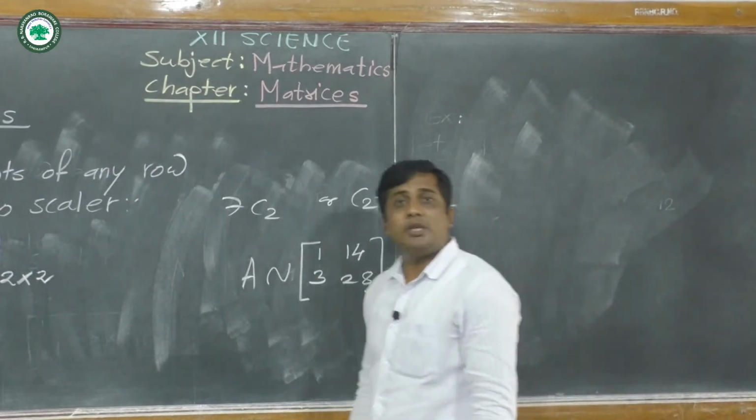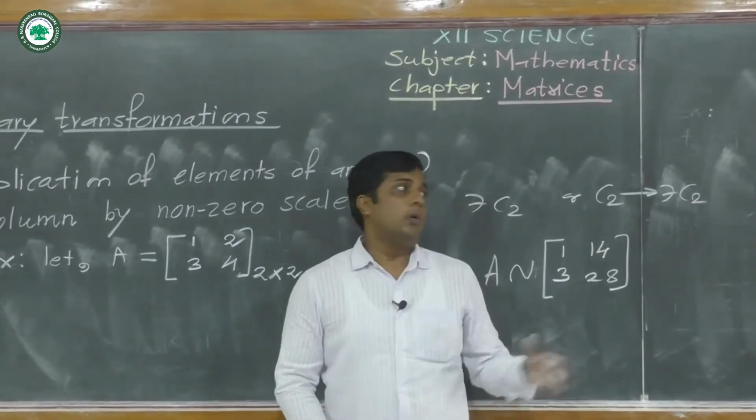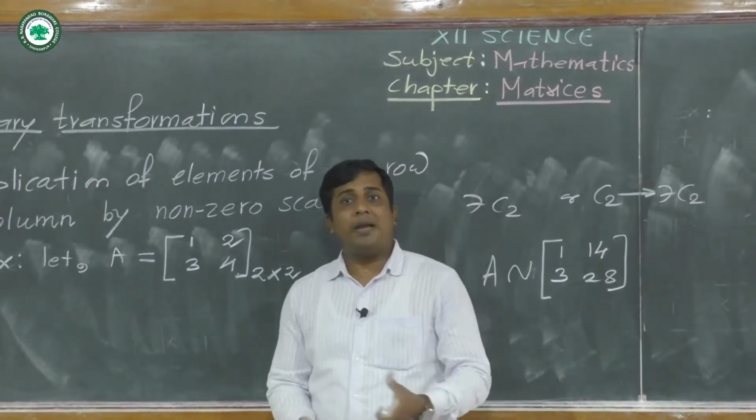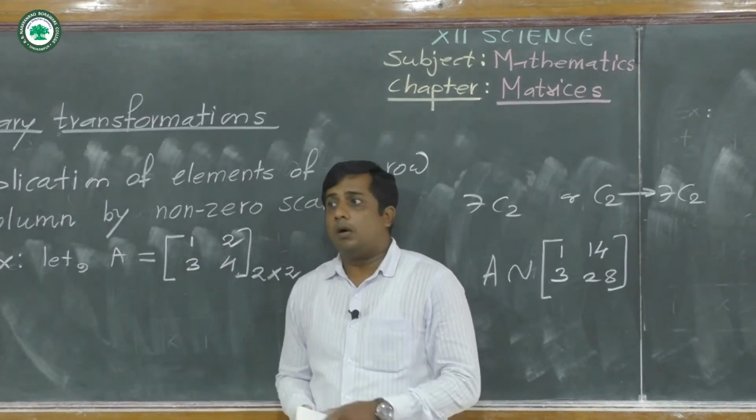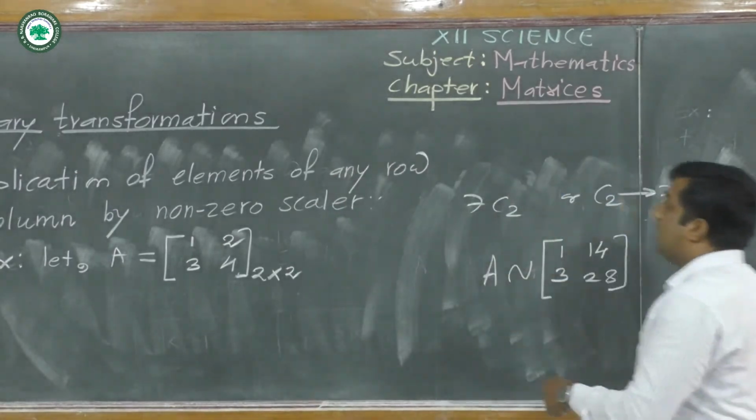So for this transformation we consider the scalar and we consider some rows, or we consider the column. How to operate this transformation? For this we consider 2 examples. Let's go with our third one.